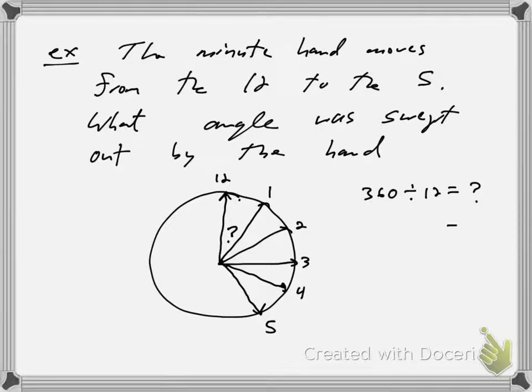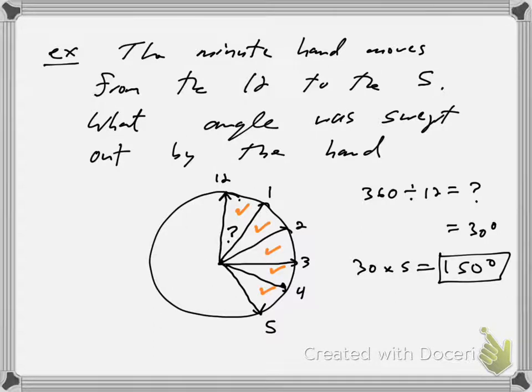So that means that each one of these numbers is 30 degrees. If I just count them up, I've got 1, 2, 3, 4, 5 times 30. So that would be 30 times 5, which is 150 degrees. That should be the angle swept out. If I went from 12 to 8, it'd be 30 times 8, and so on and so forth. Okay? So that's a way to think about angles in clock lingo.